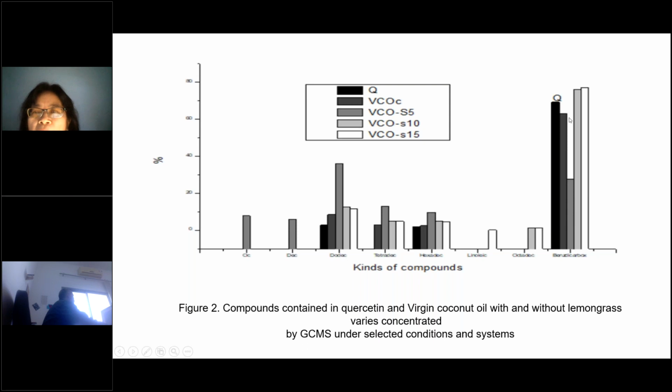We can show here this is the quercetin standard, and then virgin coconut oil, similar to quercetin, and then virgin coconut oil with lemongrass 5%. This is 10% lemongrass, and then at the end lemongrass 15% and VCO. This is a good separation and resolution by GC and identified by MS.